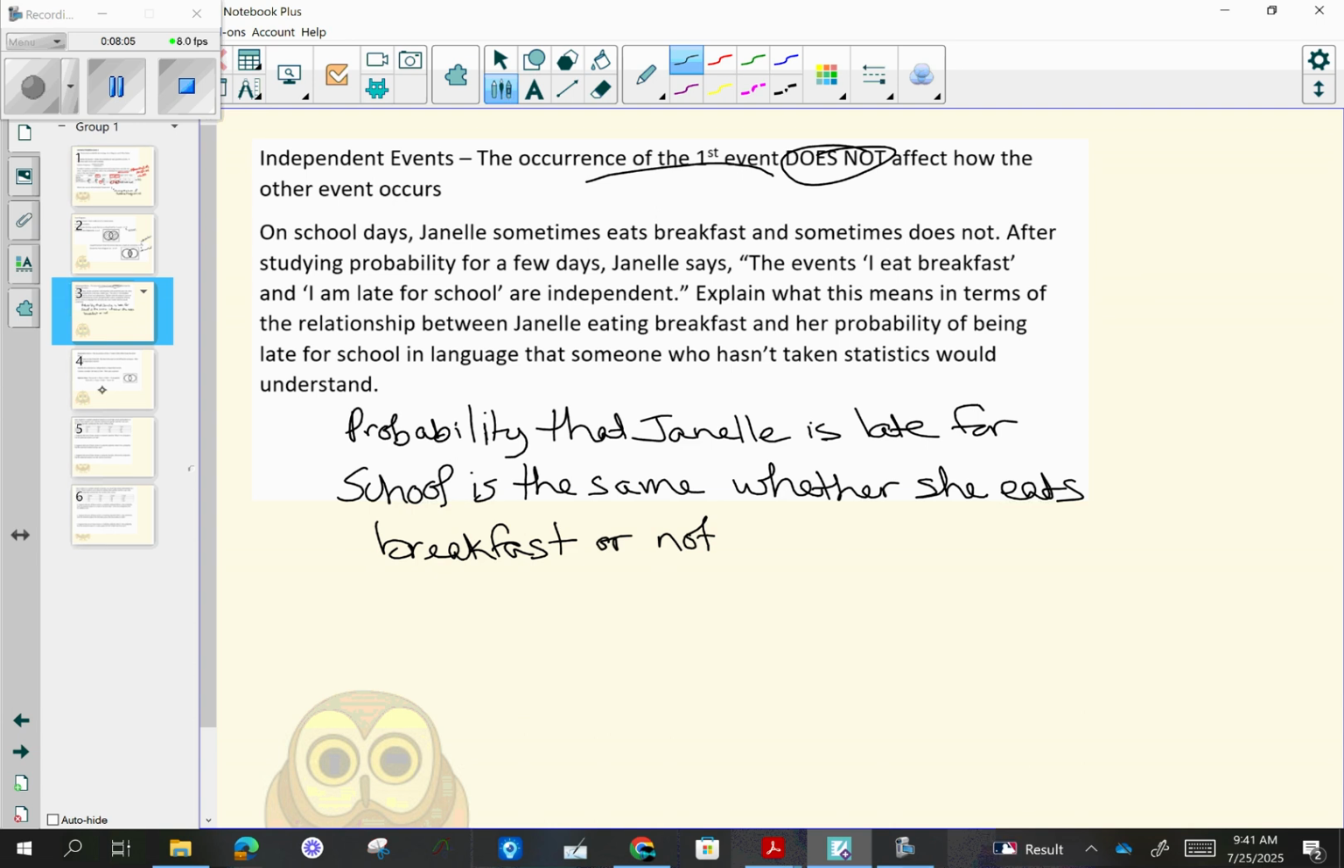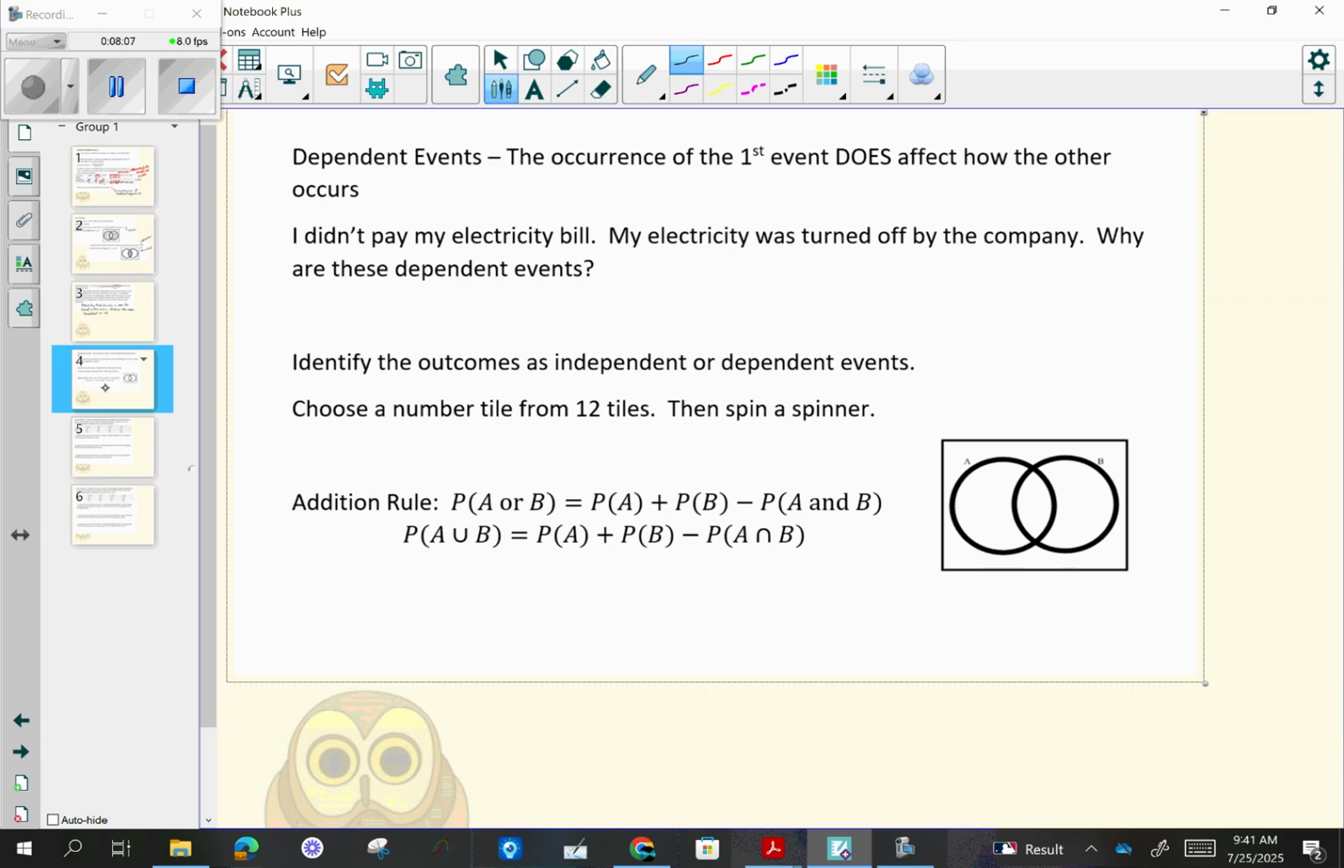Okay, then we have dependent events, and that's when the occurrence of the first one does affect how the other one occurs. Example, I didn't pay my electricity bill. My electricity was turned off by the company. Why are those dependent?